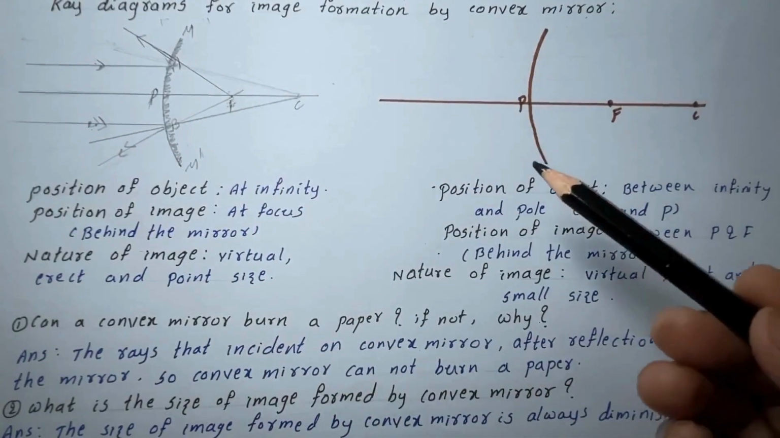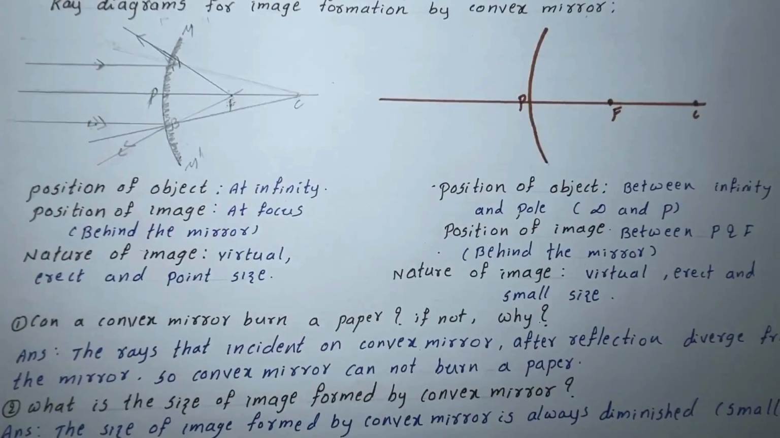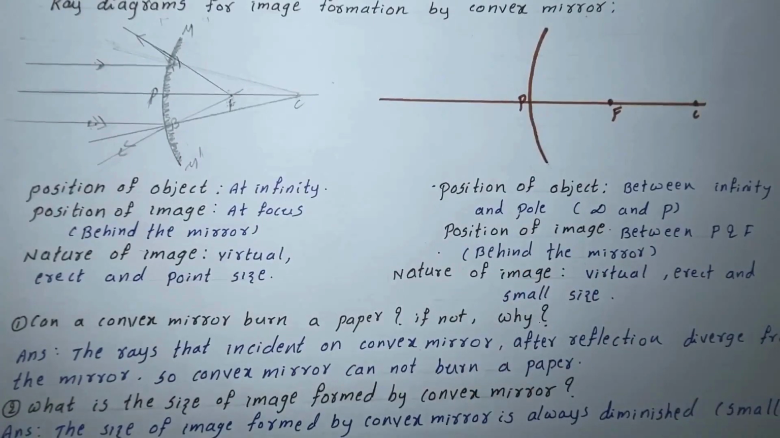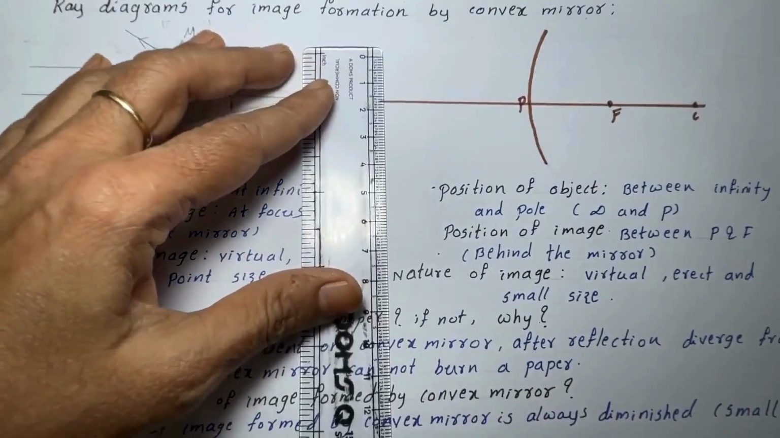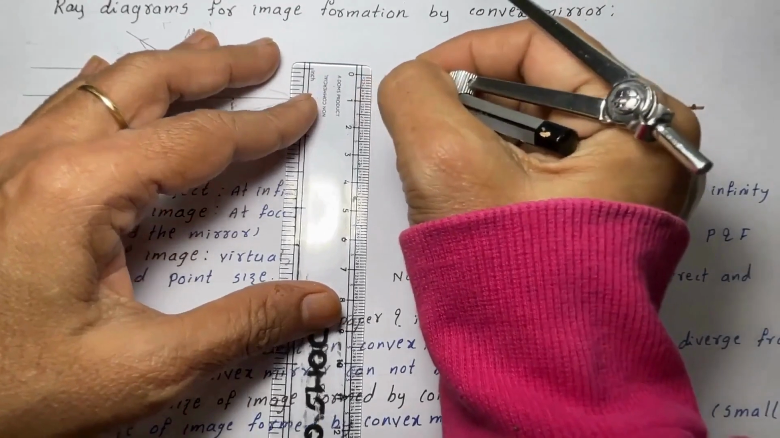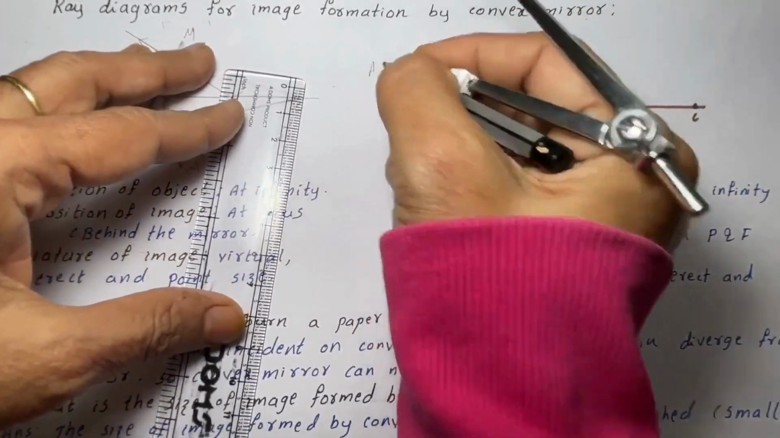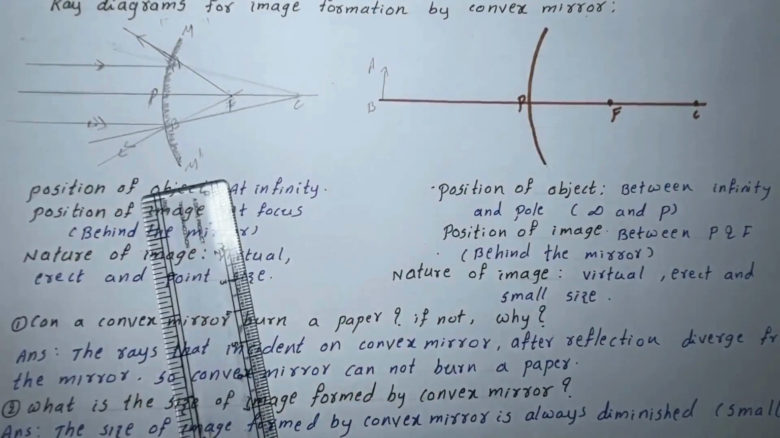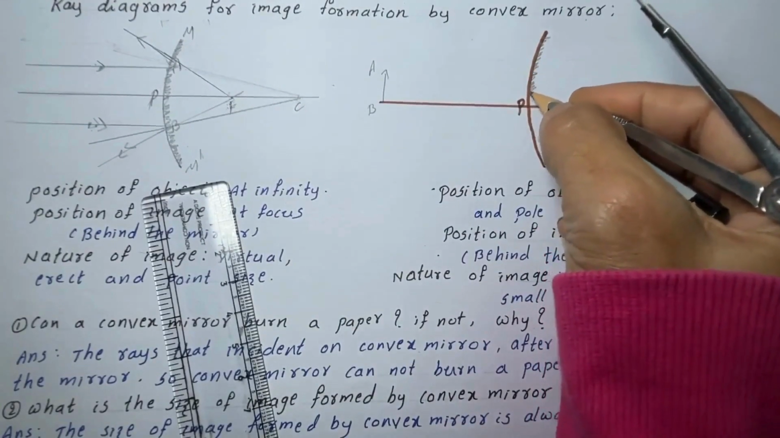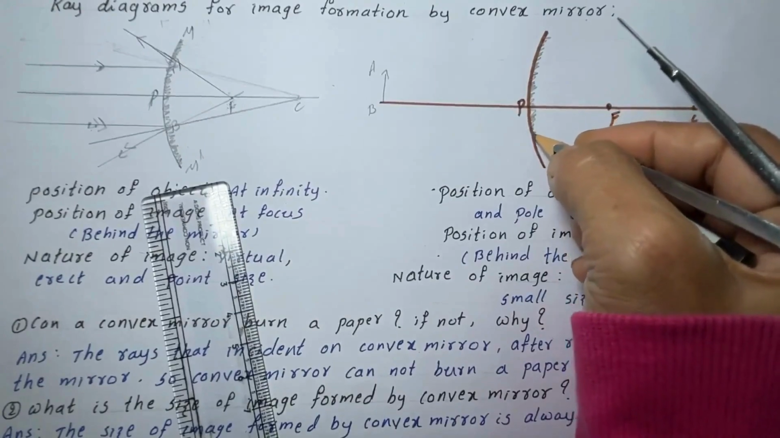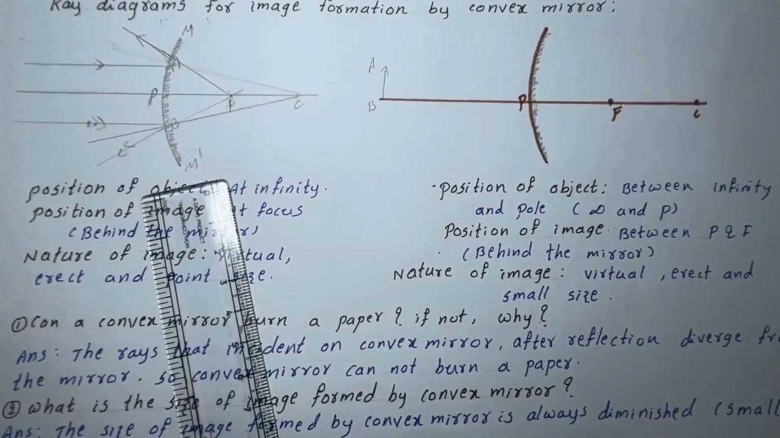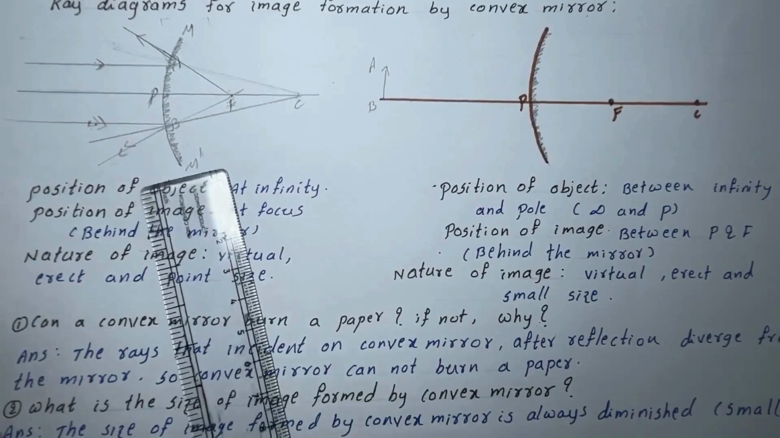Now come to the case of one object which is between infinity and pole. Now draw one object. Just we take one object which is of 1 centimeter length, and this AB is one object which is in front of a convex mirror. This is one convex mirror whose inner surface is silvered, and our object AB, whose height is 1 centimeter, is in front of the mirror between pole and infinity.